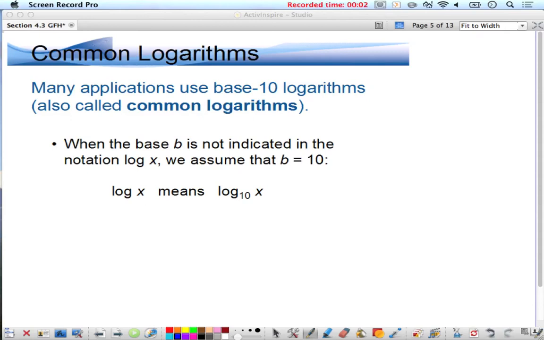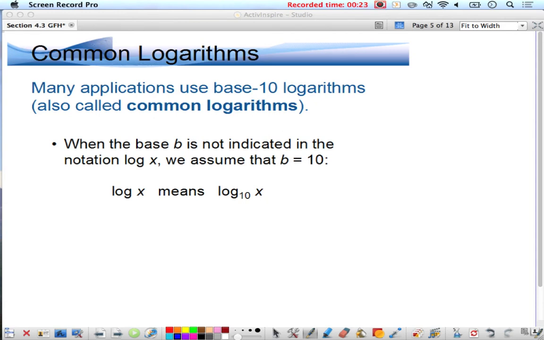So by the very definition, a logarithm can have any base as long as it's positive and not equal to 1. So it can have fractional bases, it can have whole number bases greater than 1. But there are two very, very useful logarithms. The one is base 10 and the other is base e. So we're going to talk about those separately.